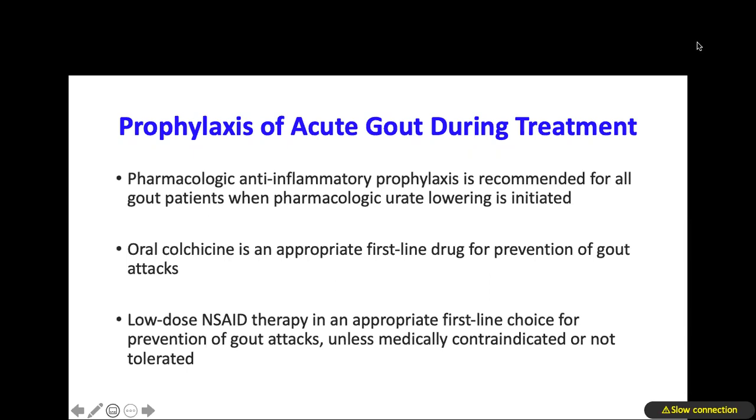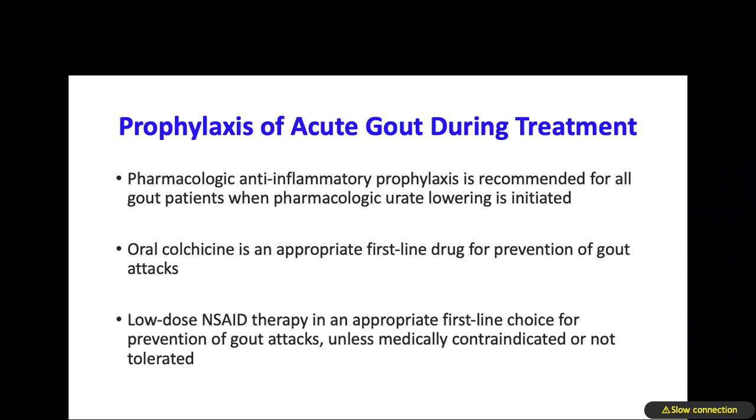When you start allopurinol, oral colchicine is the first line to prevent an attack, and you can use low dose anti-inflammatory drugs. I'll start with Pravini's question. After how long of an acute attack should we start allopurinol? At least 2 weeks after the acute attack settles, you can start allopurinol.